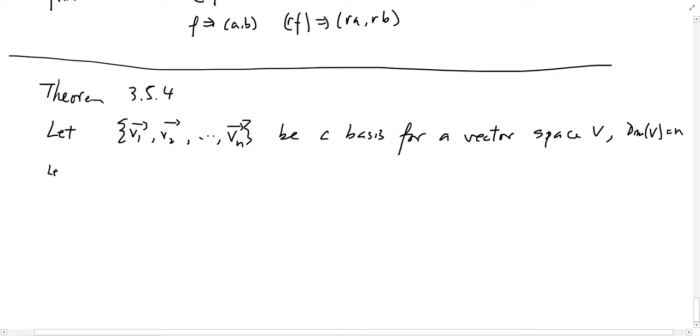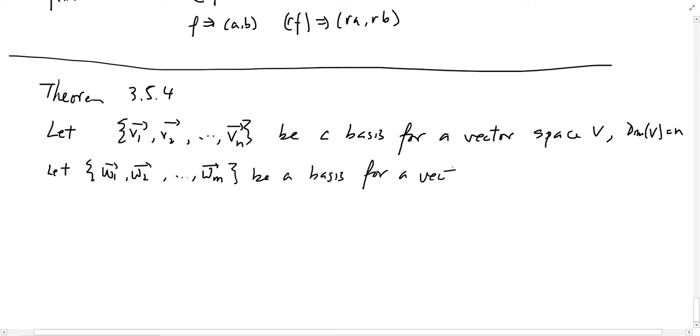Now similarly, I'm going to define another vector space. I'm going to use w1, w2, to wm to indicate that this vector space could have the same dimension but could be a different dimension, be a basis for another vector space. And yes, you guessed it, this one I'm going to call W. And so in this case, the dimension for W is m.